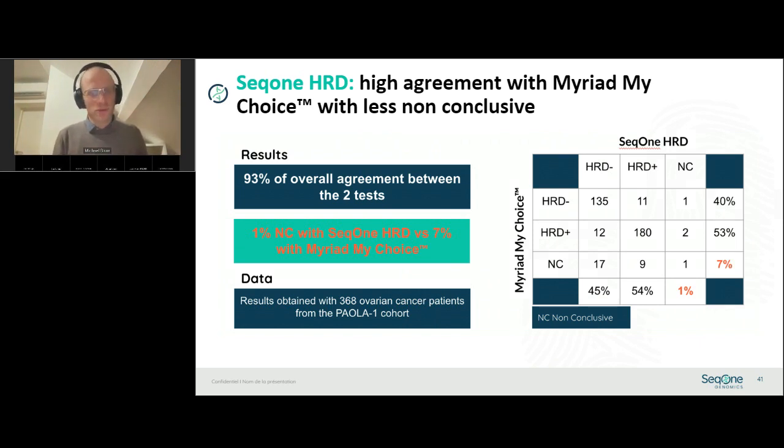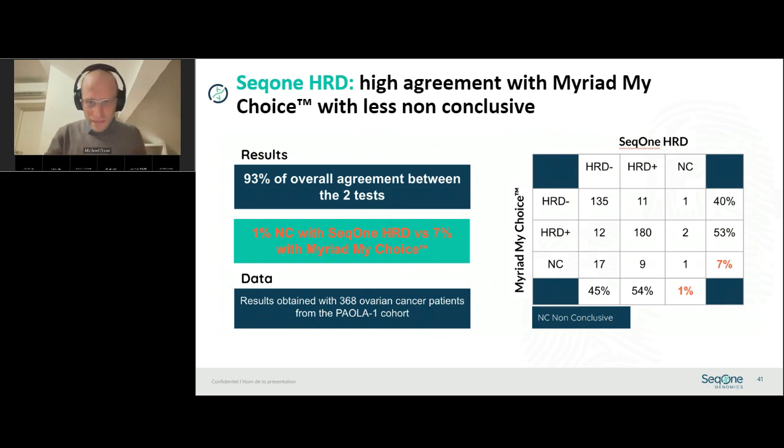Then the second important result we get is that we have 1% of non-conclusive results with SeqOne HRD, whereas it's 7% of non-conclusive results with Myriad MyChoice. One of the reasons that explains this difference in rate is that we can handle low cellularity samples of 20% tumoral content or more. So two results: high agreement between SeqOne and Myriad, and a smaller number of non-conclusive results using SeqOne HRD.